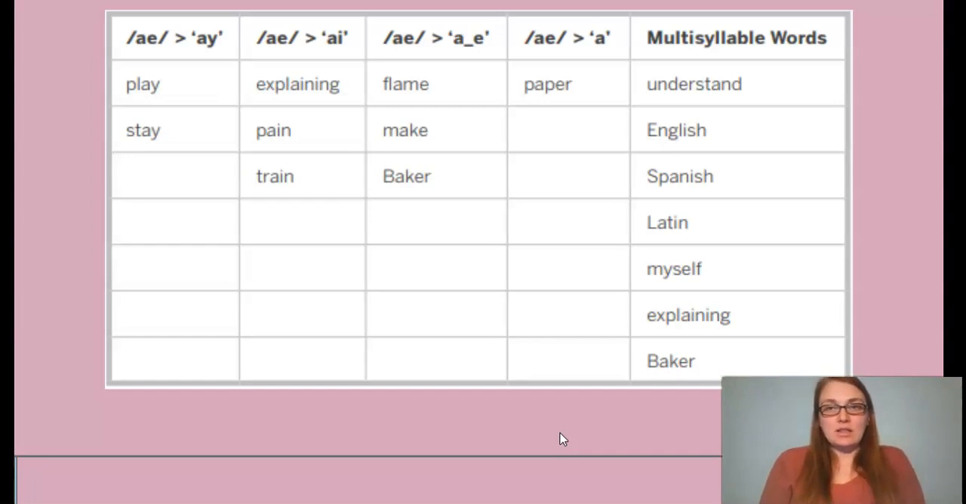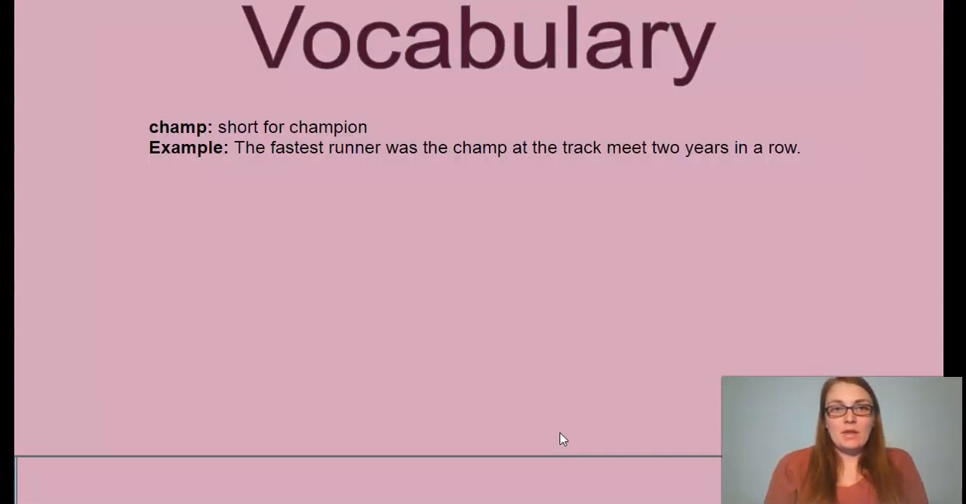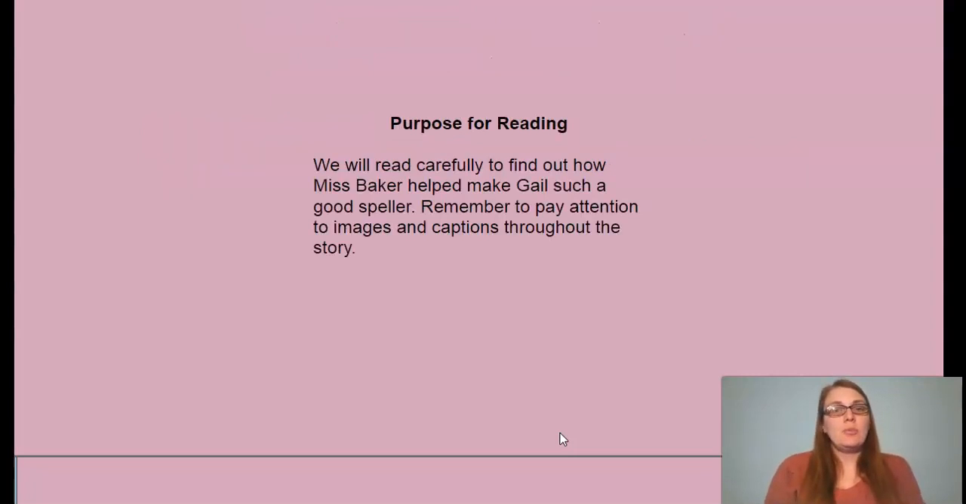Our multi-syllable words: understand, English, Spanish, Latin, myself, explaining, and baker. Okay, and our vocabulary word, champ, which is short for champion. The fastest runner was the champ at the track meet 2 years in a row. Our purpose for reading.